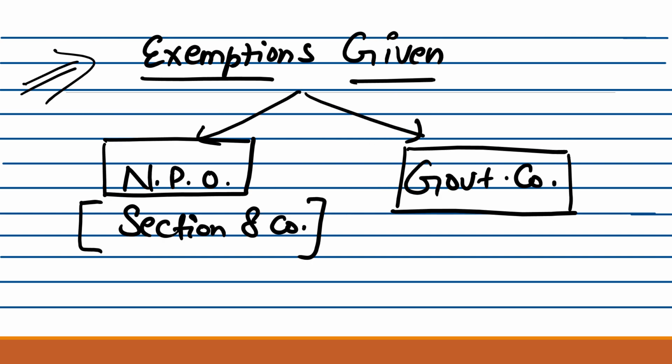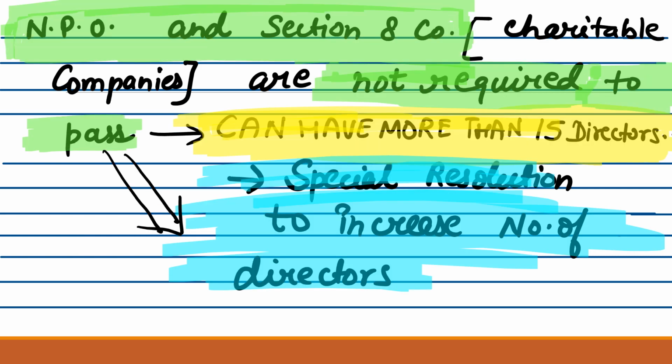Now there are certain exemptions given. The exemption is given to NPO, that is the Section 8 company, as well as the government company. Now NPO and Section 8 companies, that is the charitable companies, are not required to pass the special resolution to increase the number of directors and can have more than 15 directors. The same is true for a government company, which is controlled by the central government or state government, or partly by the central government or state government, and where 51% of the paid up share capital, which is to be read as the total voting power, is held by the central government. So that class of companies can have more than 15 directors, and there is no need to pass a special resolution to increase the number of directors.